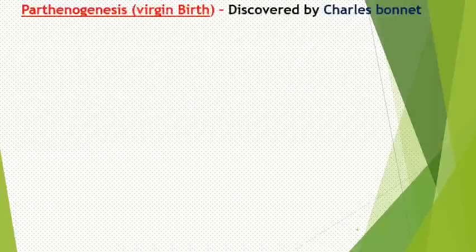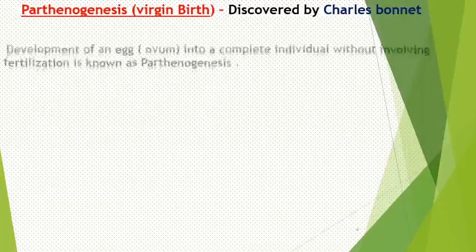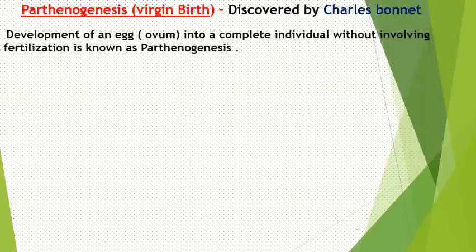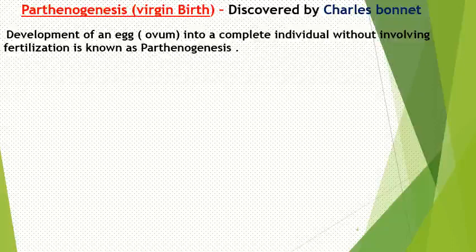Now we are just going to discuss about a special mode of asexual reproduction, and that is parthenogenesis. It is also called as the virgin birth, and the phenomena was discovered by Charles Bonnet. According to this phenomena, development of an egg ovum into a complete individual without involving fertilization is known as the parthenogenesis. This phenomena is found along with invertebrates as well as vertebrates.